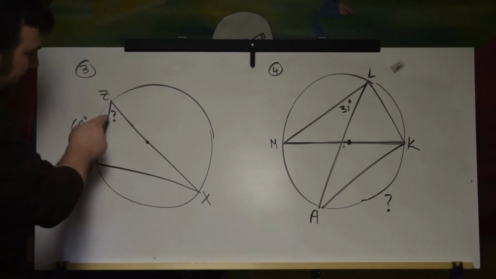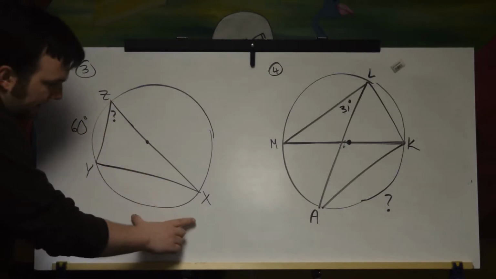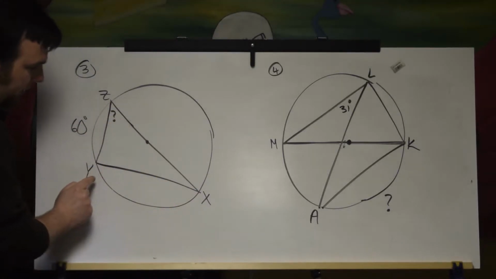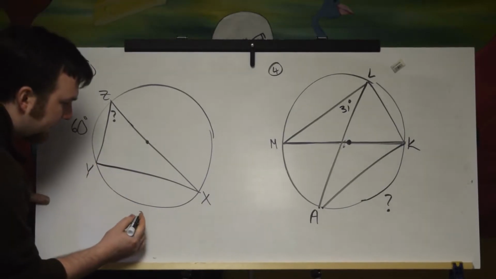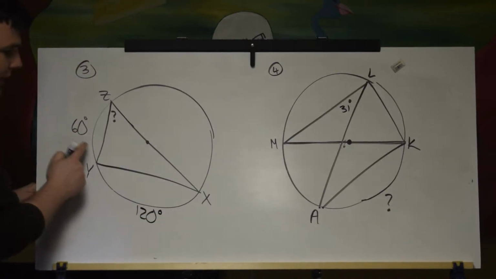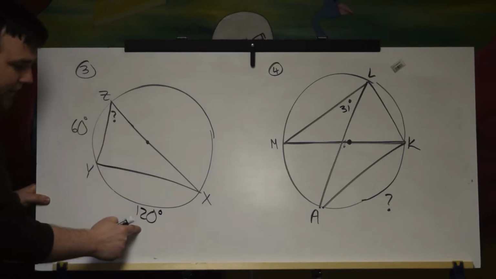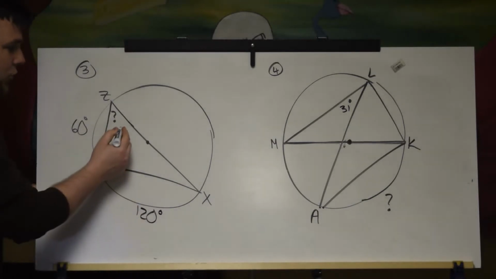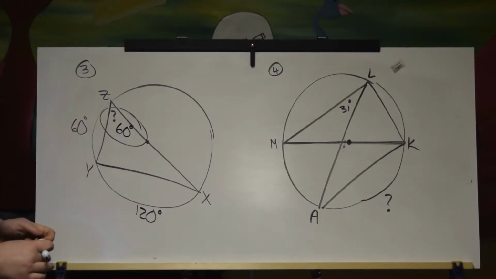Alright, number 3 is an inscribed angle. To find the measure of that angle, I want to take half of this arc. Now these two make 180, so if that is 60, this is 120, because together those make 180. Now remember, this is an inscribed angle. It is half of that arc, and half of 120 is 60 degrees.